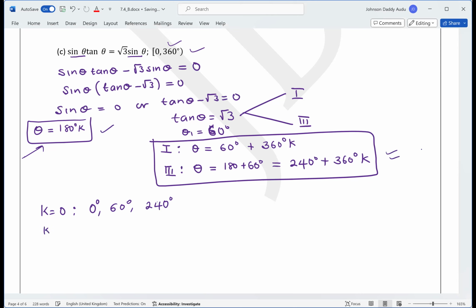Now, can we try k is equals to 1? Yes, if k is equals to 1, from this part, we will get what? 180. If we come here, it's going to be more than, because if you put k is equals to 1, already this is 360. Also, this is 360. So it will exceed. So we have only 4 solutions. Our solution set consists of 0 degree, 60 degree, 180 degree, and 240 degree.